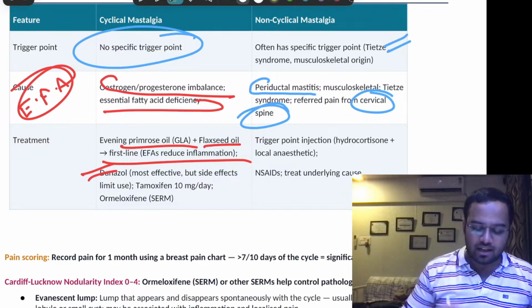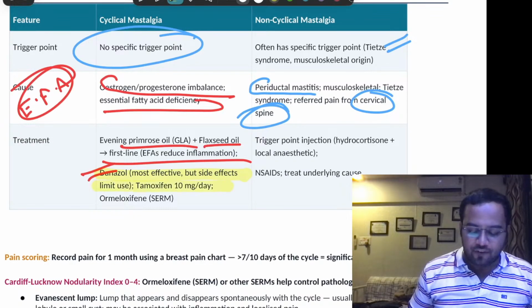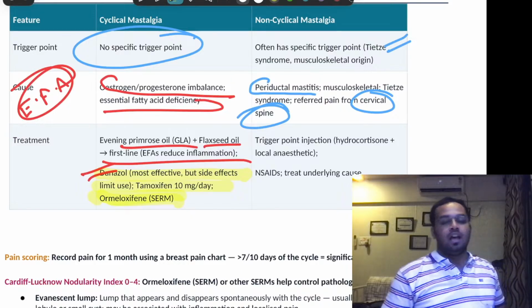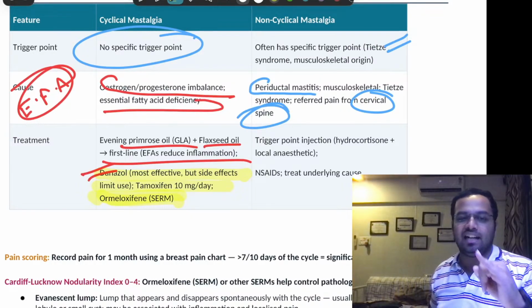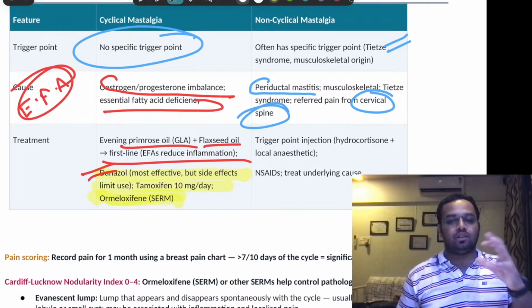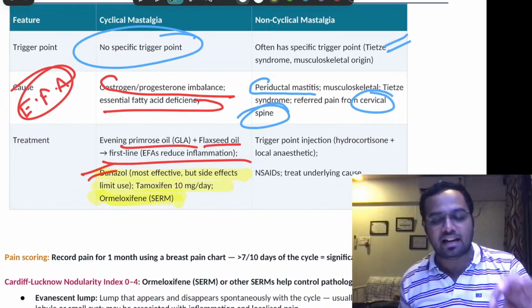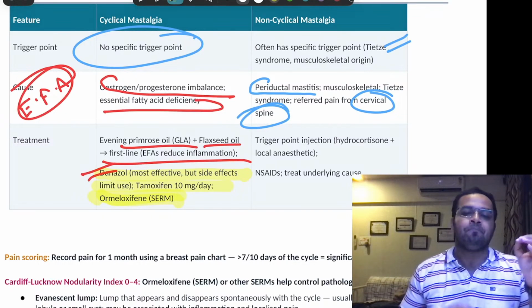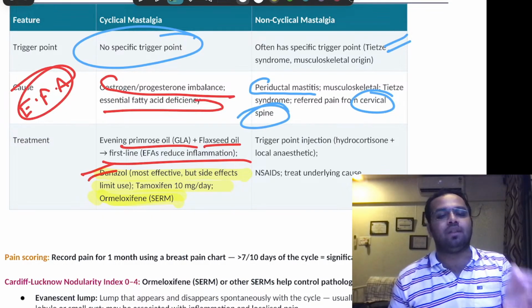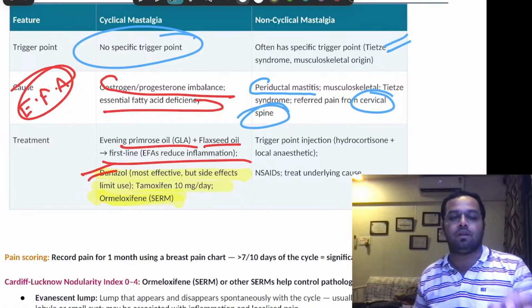So the second line treatment is hormonal treatment. It has side effects, or tamoxifen can also be used. Ormeloxifene, which we know as the Saheli tablet, or tamoxifen. So these are the drugs which are second line. But in the first line, first reduce the inflammation, and if the breasts are large, then you can give them under-support garments, proper support.